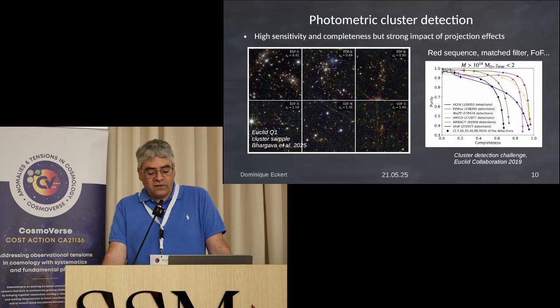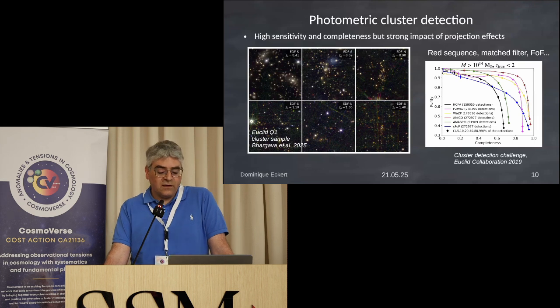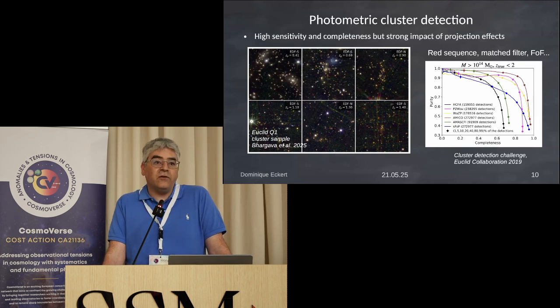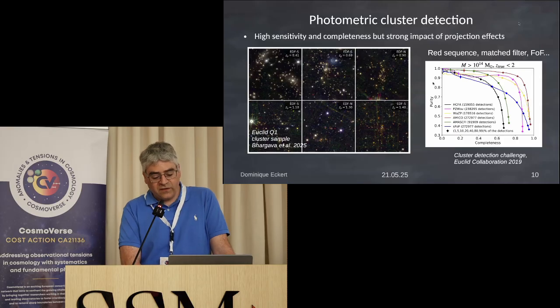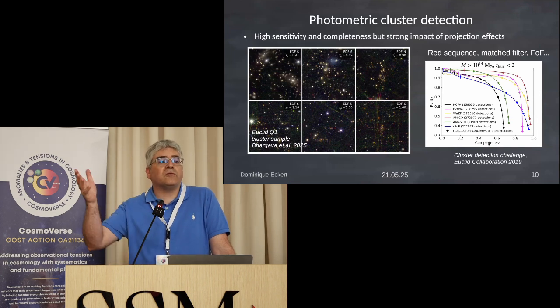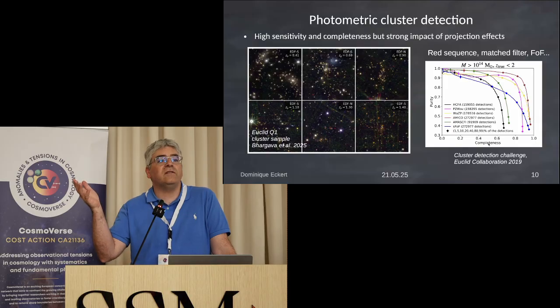I'm not going to go into the details here, but in the case of Euclid, there was the Euclid photometric cluster detection challenge that was put together a few years ago, where a number of groups were asked to apply their detection algorithm on a set of mock data. And what you see here is the purity versus completeness. Purity meaning the fraction of your detected sources which are real clusters. Completeness being the fraction of the clusters that you're actually detecting.